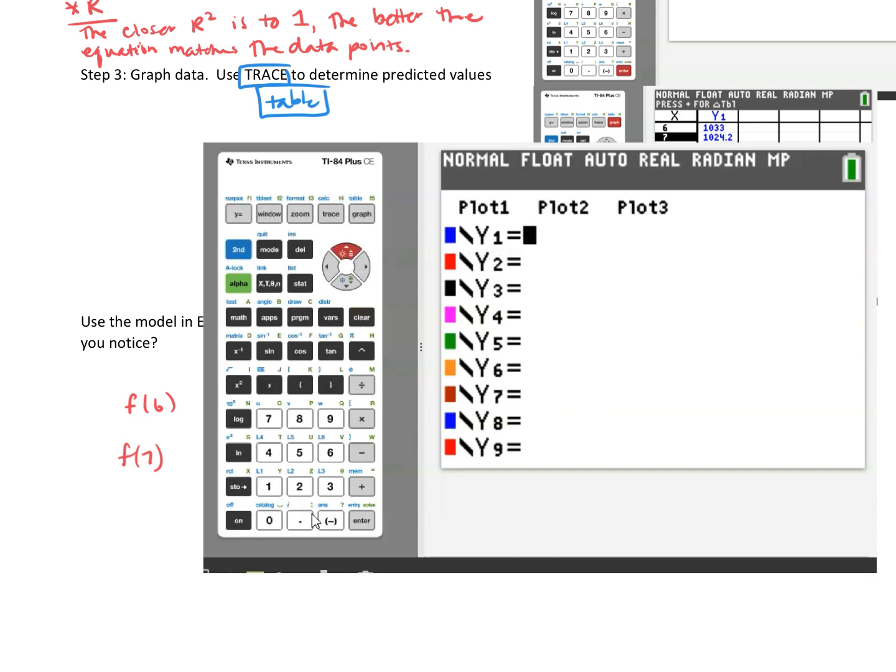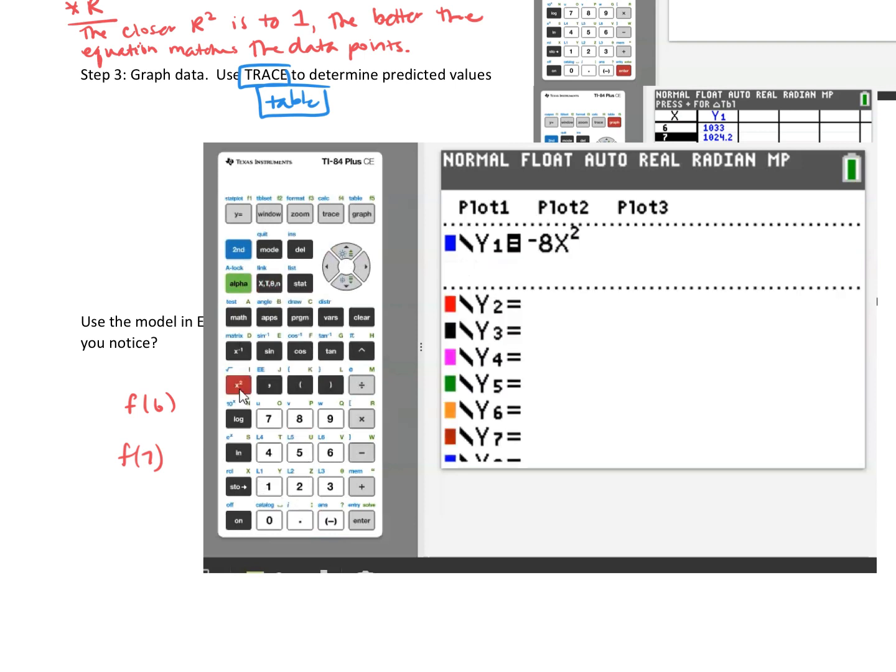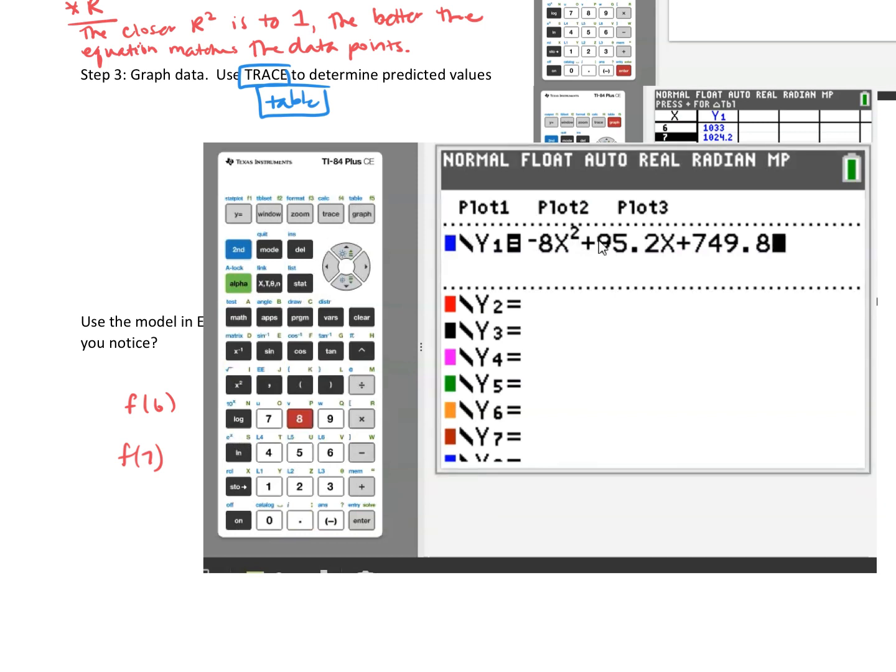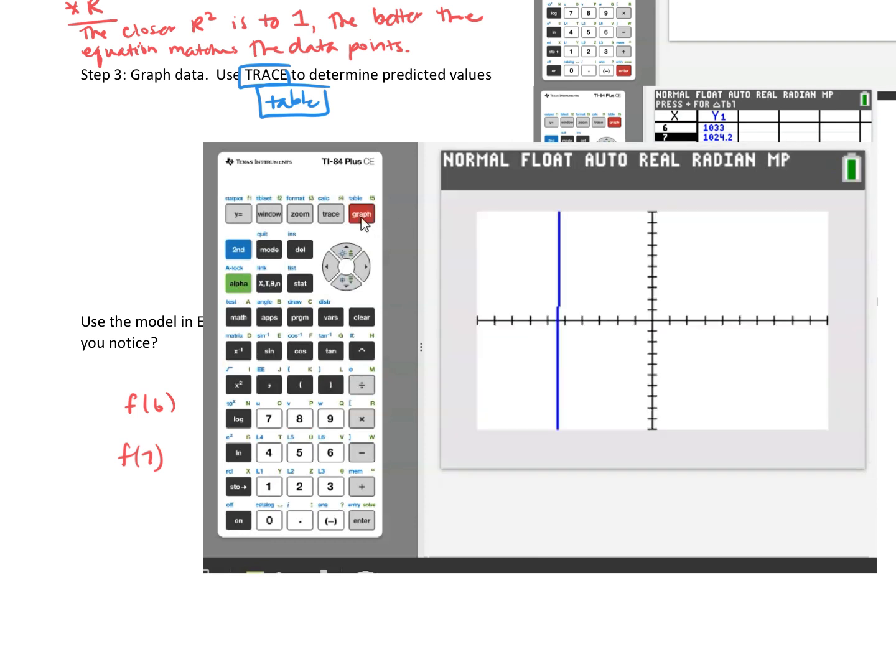Y equals negative 8x squared. We got that negative 8 from our quadratic regression, plus 95.2x plus 749.8. All right, so I'm going to hit graph so we can see what this looks like. It is an x squared function, quadratic, so parabola, with a negative a value, so opening down. So I'm going to hit graph, and what is this, right?